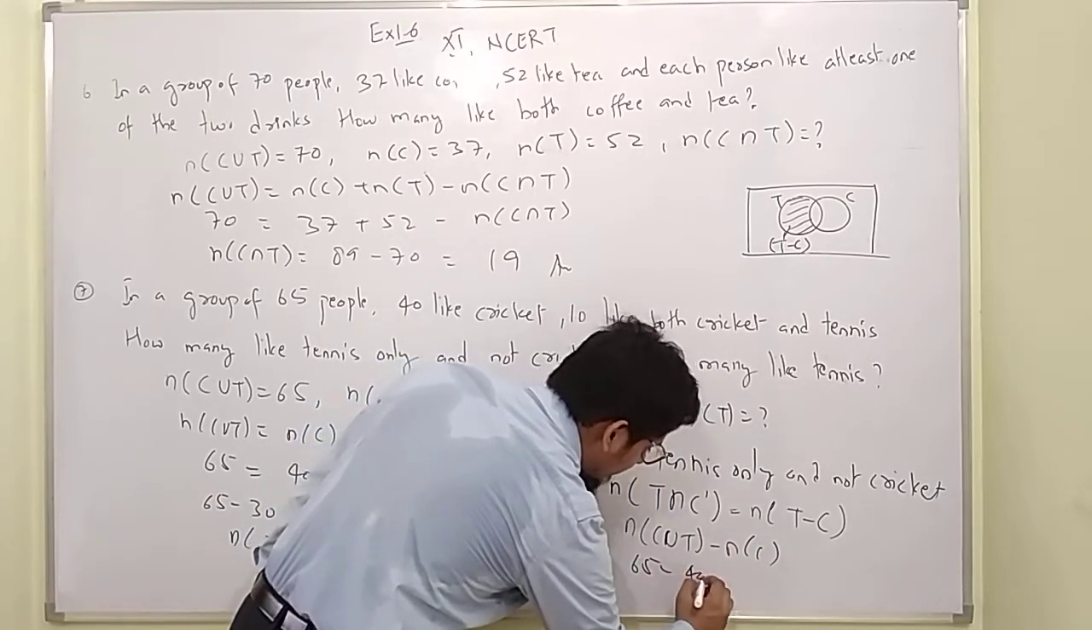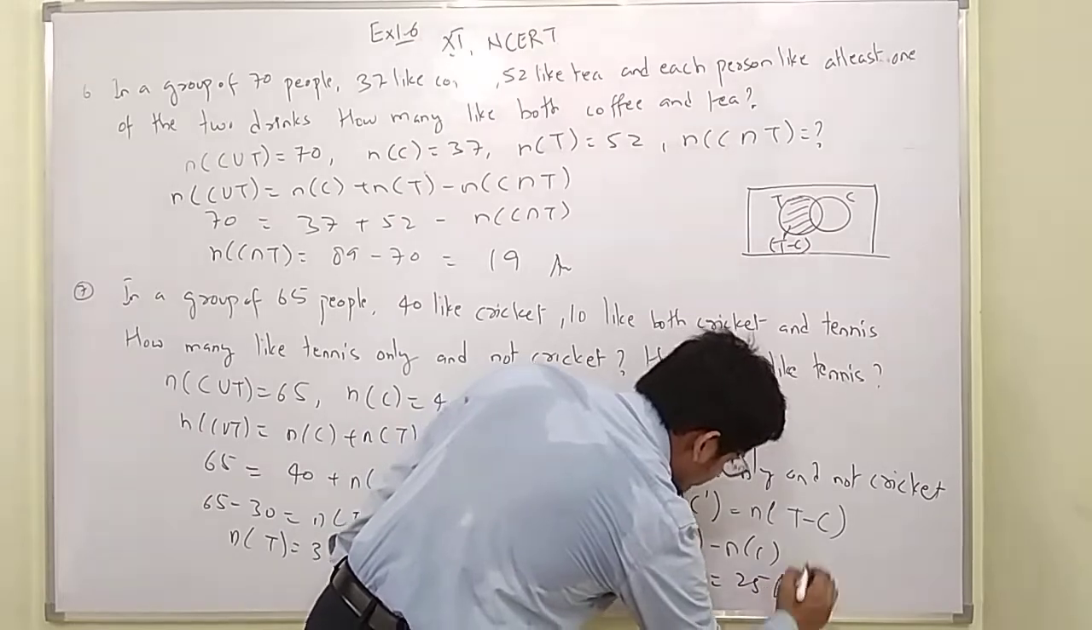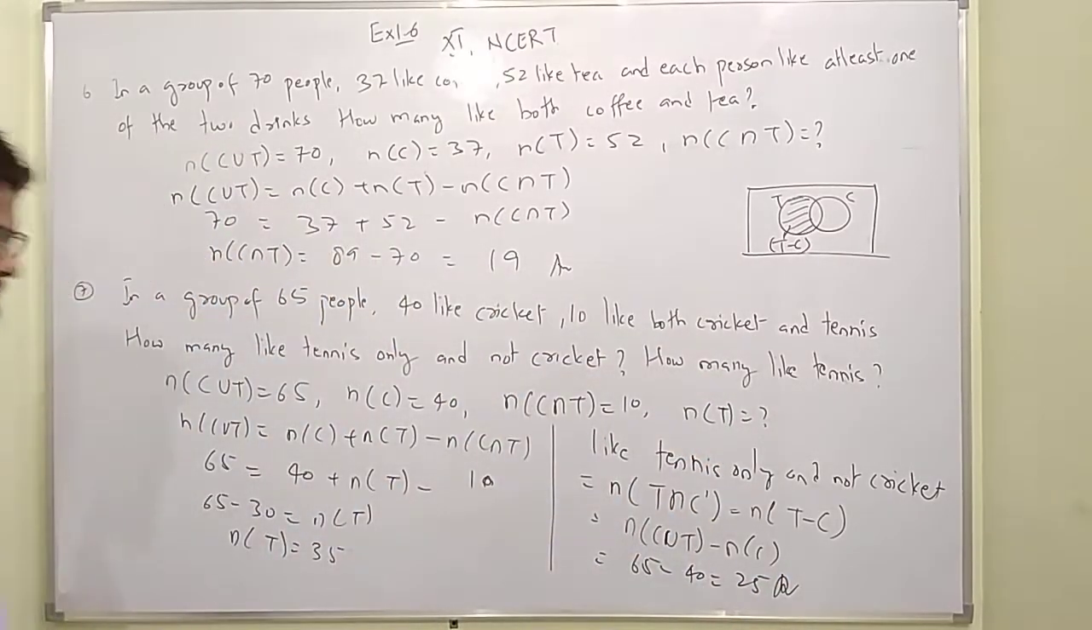65 minus 40, it is 25. 25 is the answer, class.